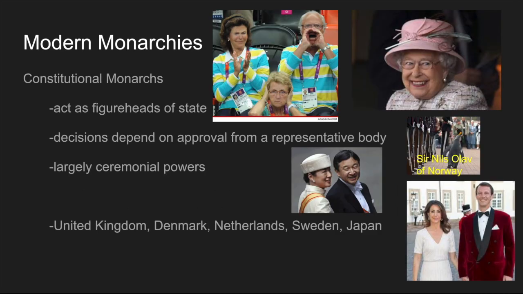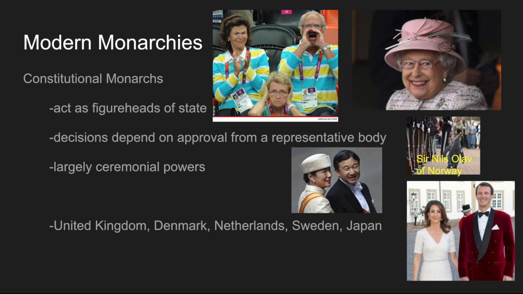Moving on. Constitutional monarchies are probably what you think of nowadays when you think of kings or queens. Here is the King of Sweden in one of my all-time favorite pictures, getting real hyped at the Olympics, much to the chagrin of the woman sitting in front of him. You got the Queen of England, obviously. You've got, I believe, the Prince of Denmark and his wife. He's just in there because who wears a velour suit? The Emperor and Empress of Japan. And then we'll get to Sir Nils Olav in a second because I do love that penguin.